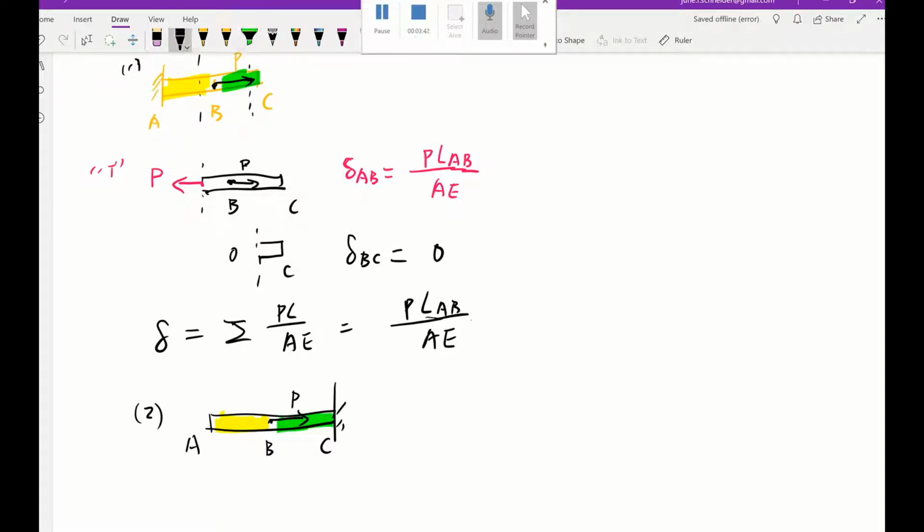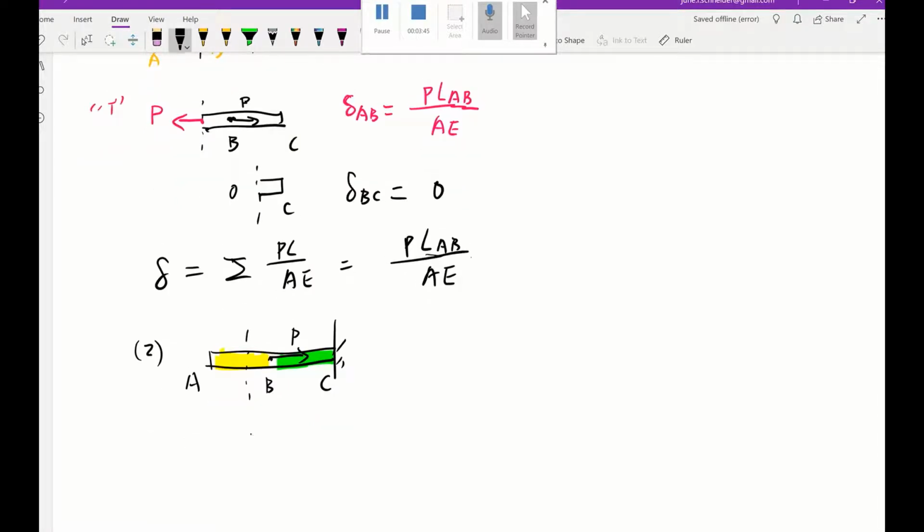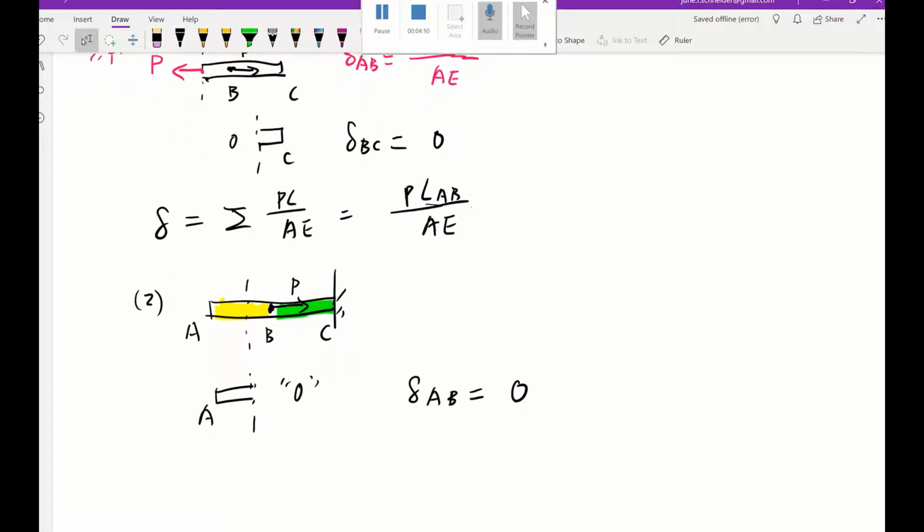Now, if we cut anywhere between A and B, for example there, and I look at the left section, A, what do you think? Is there any force acting on this section? No, because there's nothing on here, since the external force is applied at B. So in that situation, my internal force here is 0. Then my delta AB, my deformation in the AB section, is 0 since there's no internal force on it.